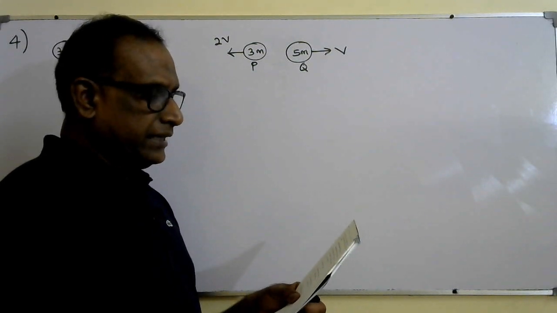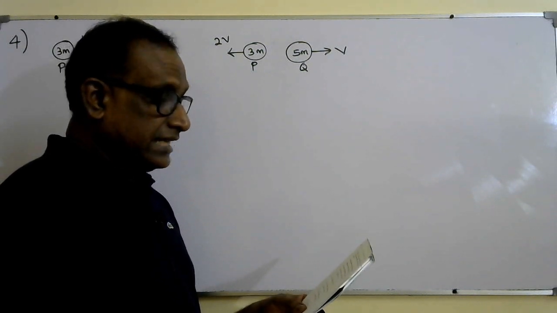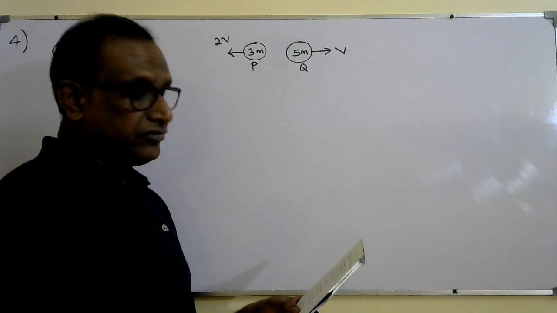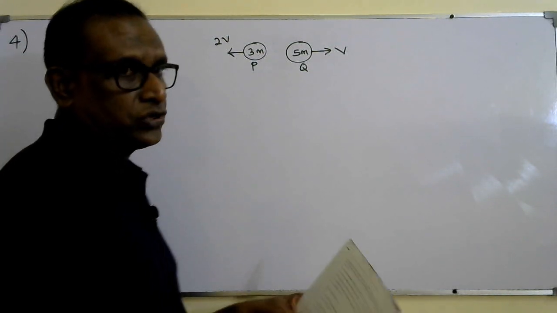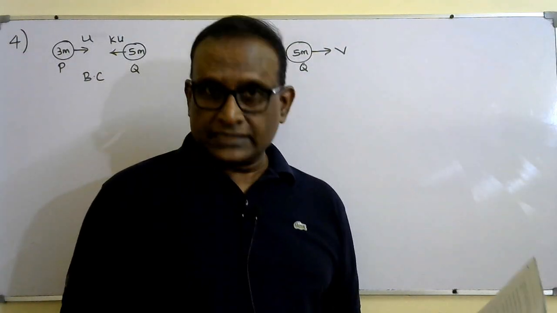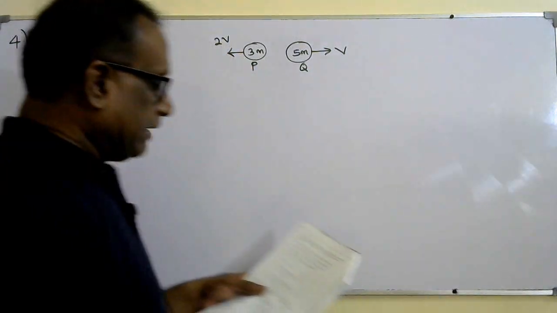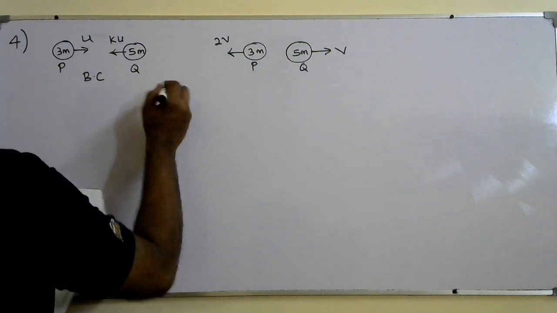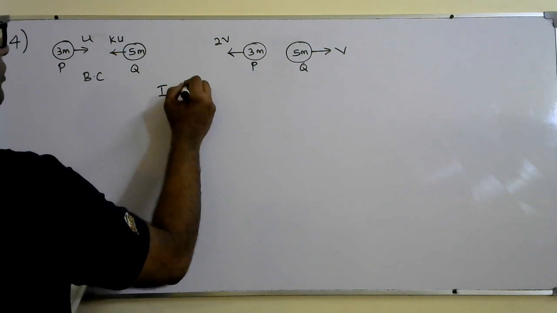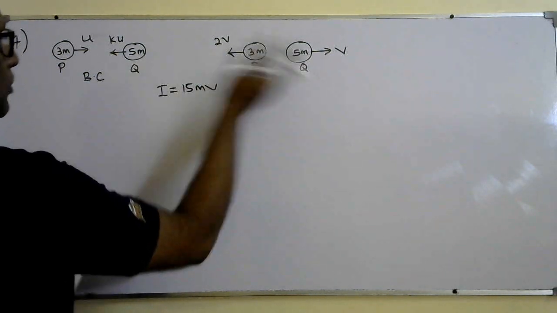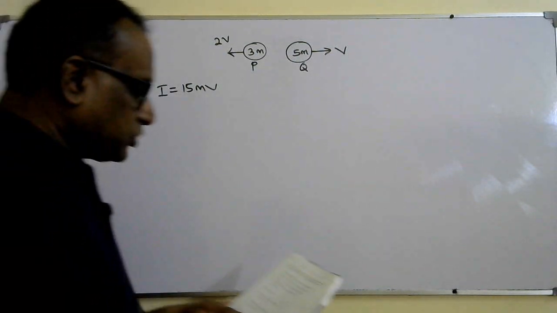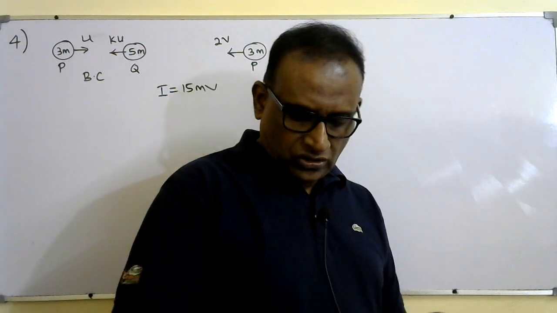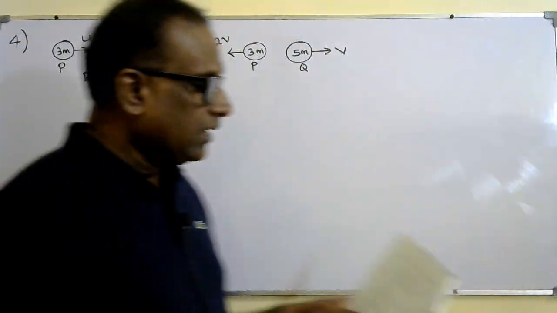In the collision, P receives an impulse of magnitude 15mv. Both will have the same magnitude of impulse according to Newton's third law, but they are saying P receives an impulse of 15mv. So I is equal to 15mv. That is the same for both. Question: show that u is equal to 3v. Okay, so we can show that.